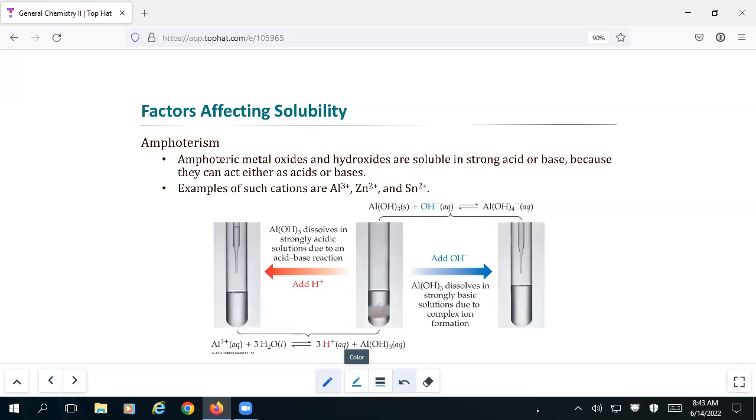So aluminum and zinc are both common examples of substances that exhibit amphoterism. Zinc is especially good at it because not only does it complex with hydroxide, it also complexes with ammonia, which gives it another added kind of dimension. And that's actually one of the things that we use to separate it from the aluminum, because the aluminum doesn't complex as well with the ammonia. Tin also does it, but we haven't done any studies of tin other than to use tin as a reducing agent.